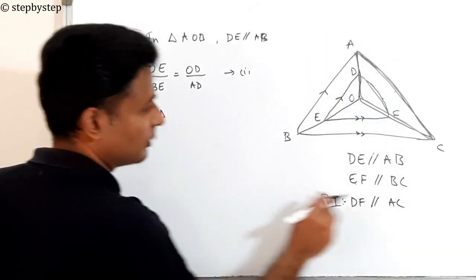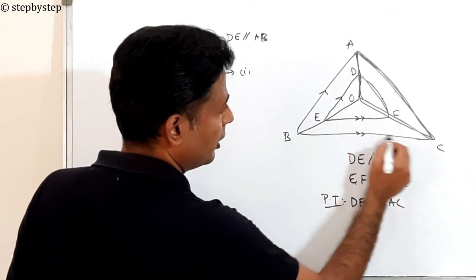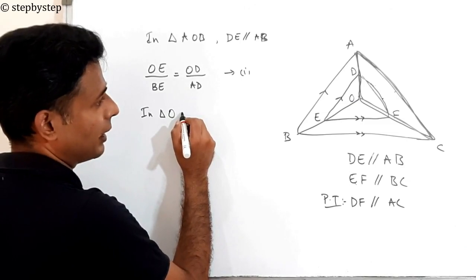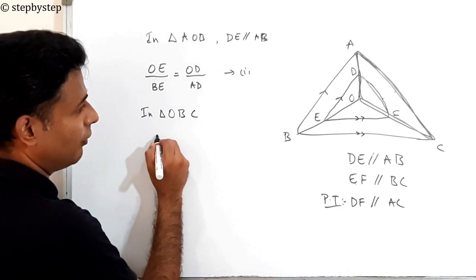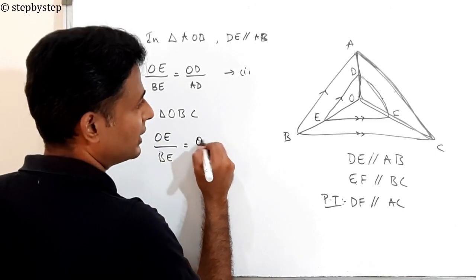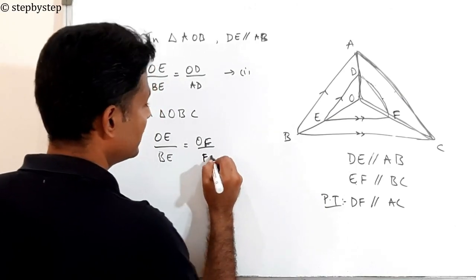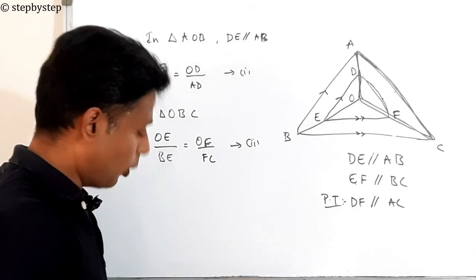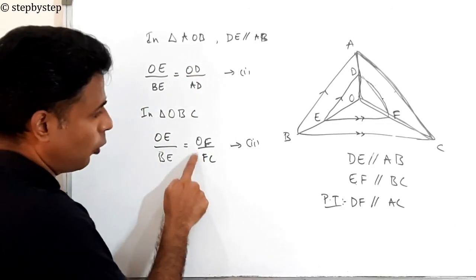Then in the next triangle, what have they given us? EF parallel to BC. In which triangle does it come? OBC. If you can notice, this is what you have to search for in the exam when you are solving problems. So in triangle OBC, we have OE by BE equal to OF by FC. This is the second thing that has been given. Now what do we have? OE by BE is equal to OD by AD, and OE by BE is also equal to OF by FC.